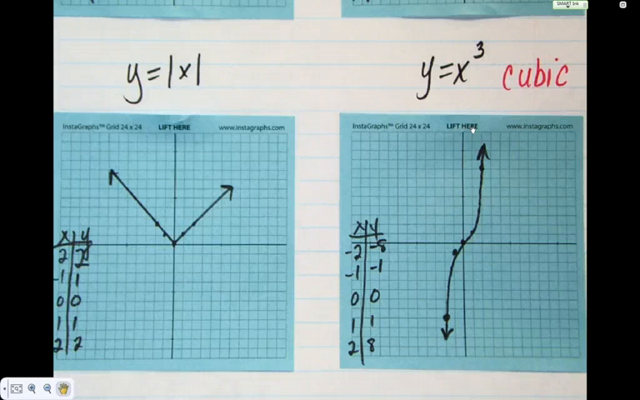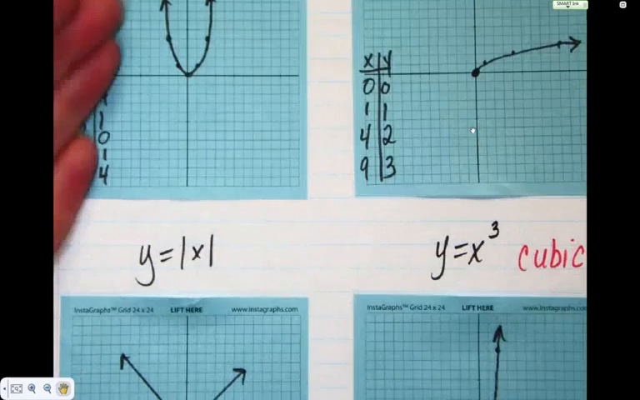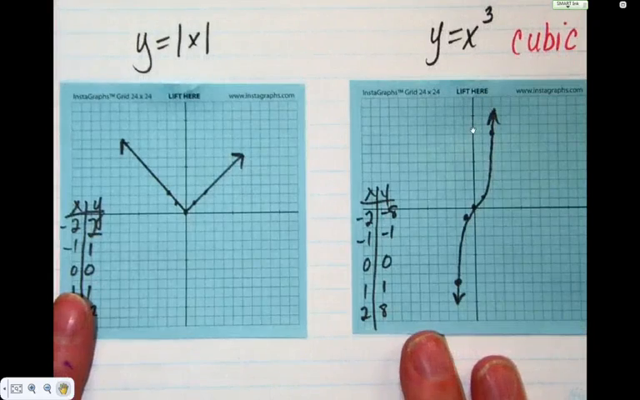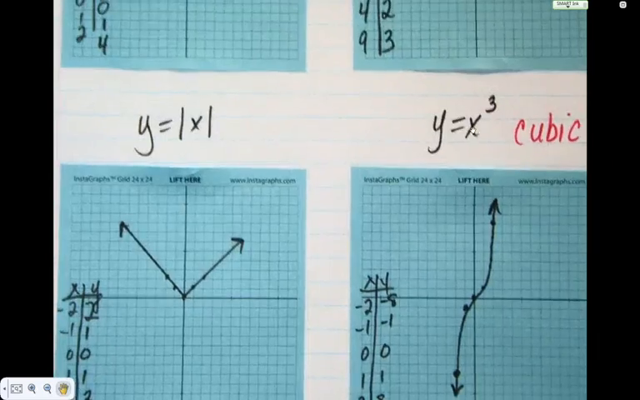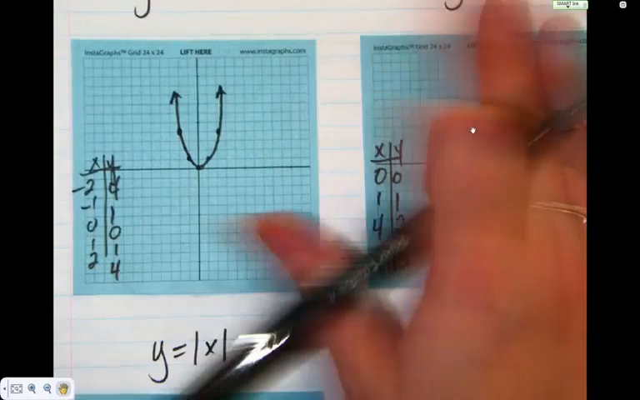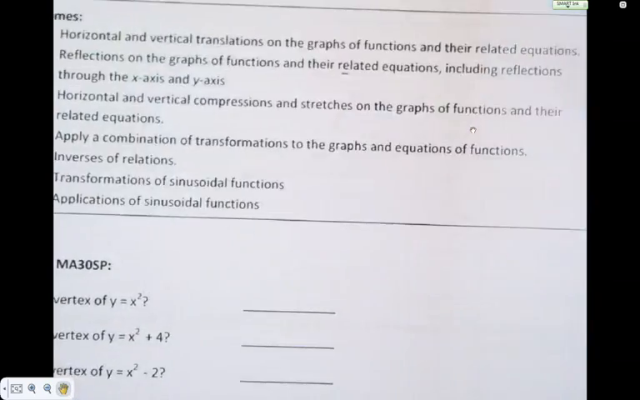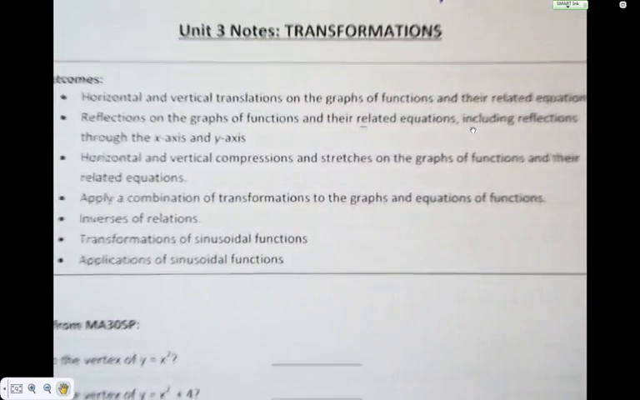If this was an animal, it's a snake. This is a snake graph. So we have the U, we have the V, we have the swoop, we have the snake. Okay? These are called base graph or parent functions because they don't have any other numbers. They don't have a 2 in front or a +7. There's nothing going on. Keep this beside you. It's going to be our reference sheet for the whole unit.